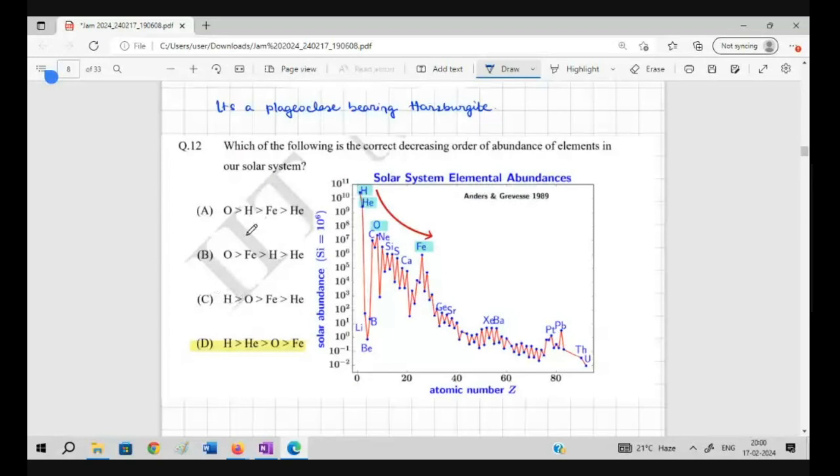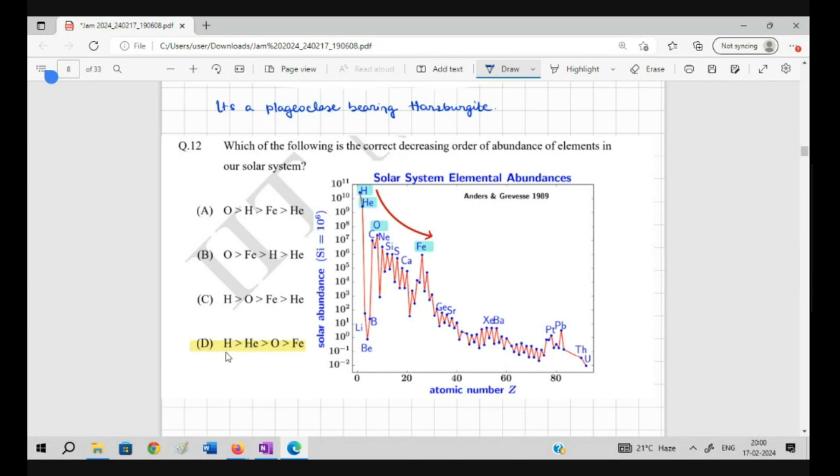Now let's see the next one. It is about the abundance of elements in the solar system. It is asking which of the following is the correct decreasing order of abundance of elements in our solar system. So let's see the options. If you remember, in the class also we have discussed that in the solar system or in the universe, the light atomic elements, whether hydrogen or helium, are mostly abundant. Also, most of the mass of our solar system is concentrated within the sun itself. And the sun is composed of what? Hydrogen and helium mainly.